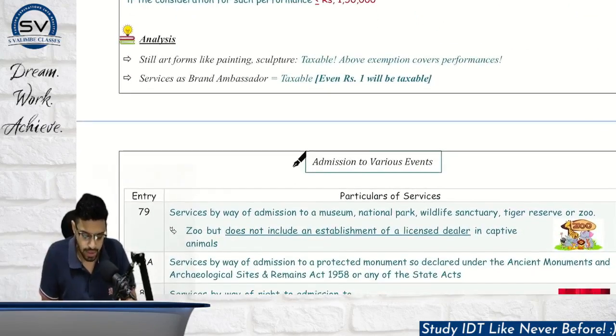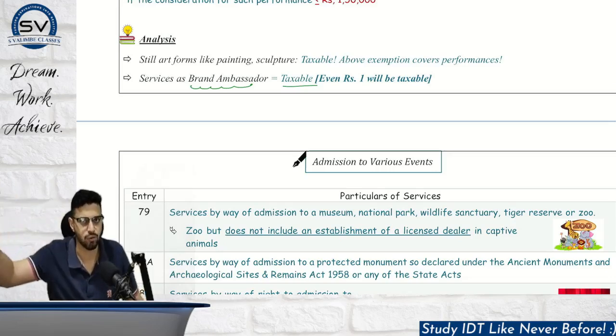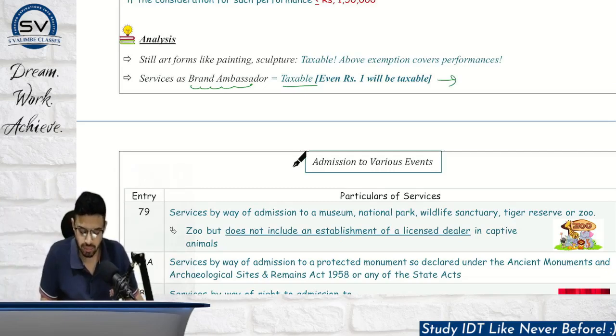Next point to be learned. Services as brand ambassador. For example, brand ambassador means they are representing some kind of a brand for which they are charging something, that is 100% taxable because it is not something which is related to performance. Hope this is clear.